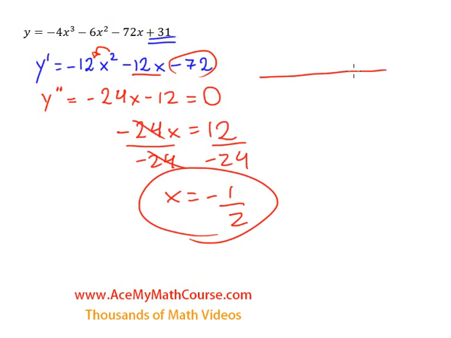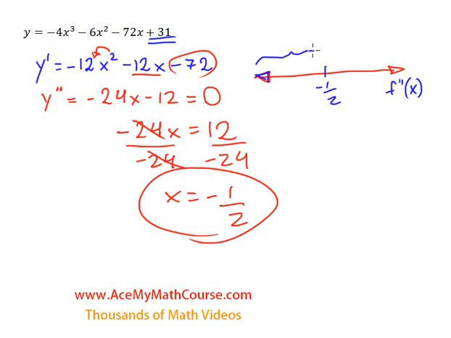Great. Now, what do we do? I will throw in the negative half over here into this little number line. And I'll label this f double prime of x. Now we know that there's a point of inflection when x is negative half. What does that mean? That concavity changes at negative half.